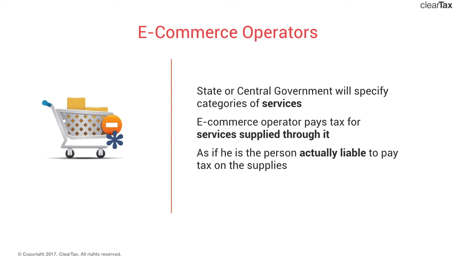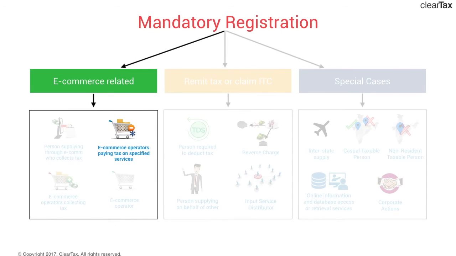It would be easier to understand this category if you imagine that there is no supplier involved, that the e-commerce operator himself is the supplier. He's selling the goods to the final consumer and he's liable to pay tax. Business as usual. And that was the third person under the e-commerce related category.